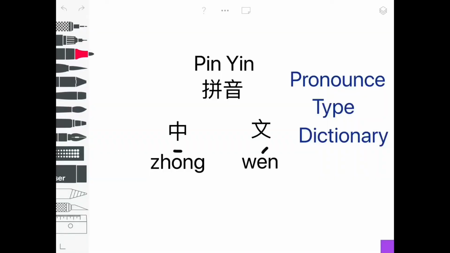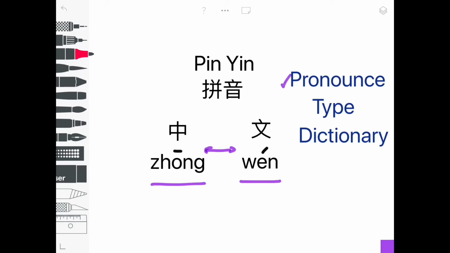Now let's talk about pinyin. Pinyin looks like English letters, but they sound different. And also, they have tones. You will find pinyin very useful. Pinyin will help you pronounce the words correctly.